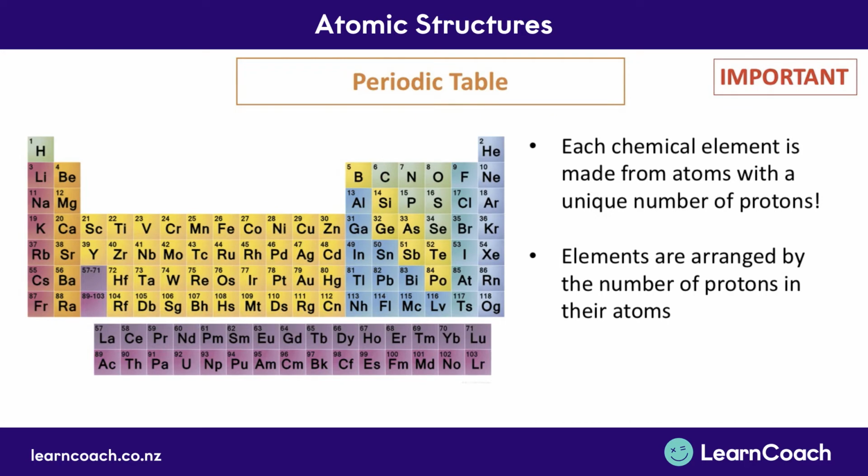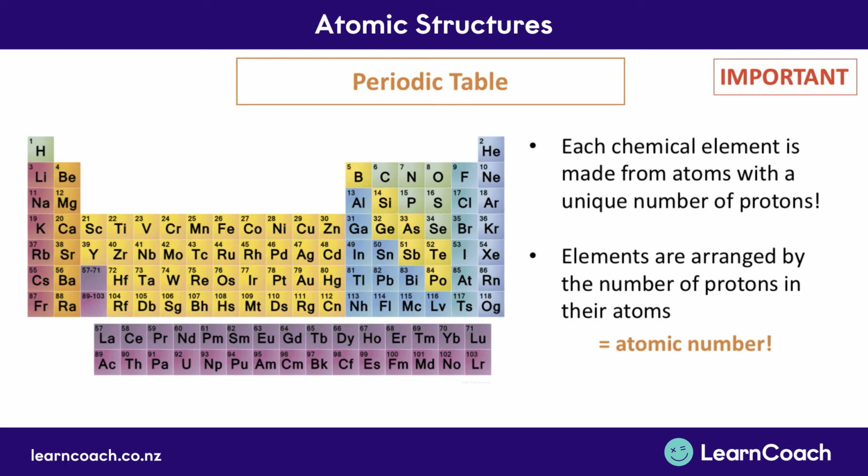So as you can see, moving along the periodic table horizontally, the number of protons in each of the atoms of the different chemical elements increases, and it actually goes all the way up to well over 100. And in chemistry, we have a special name for the number of protons within an atom of a chemical element, and this is called the atomic number. So you need to know the atomic number is the number of protons within an atom.